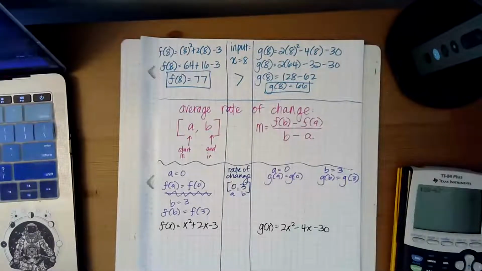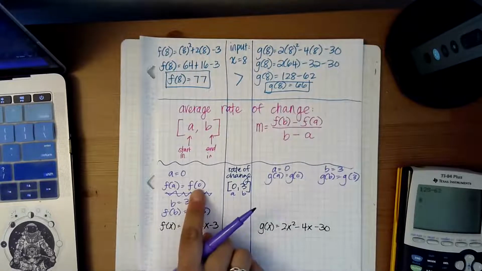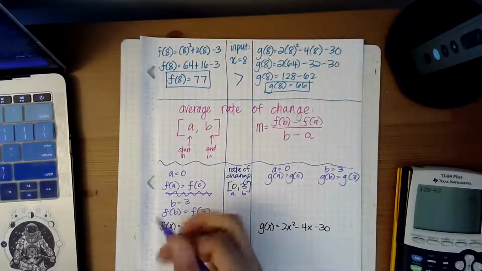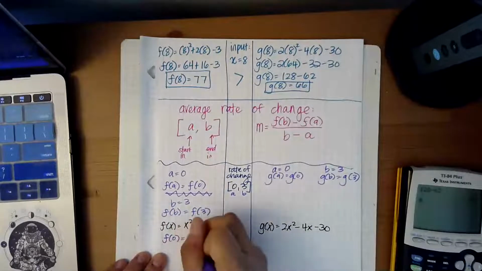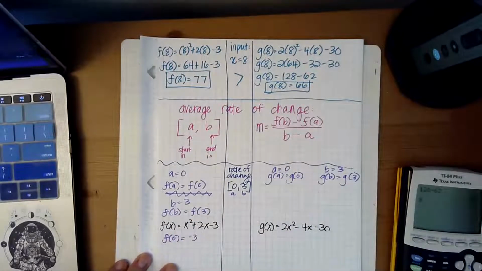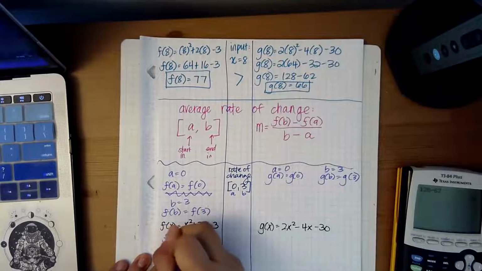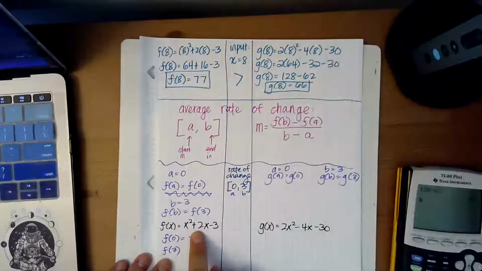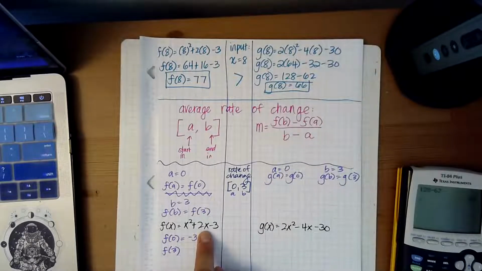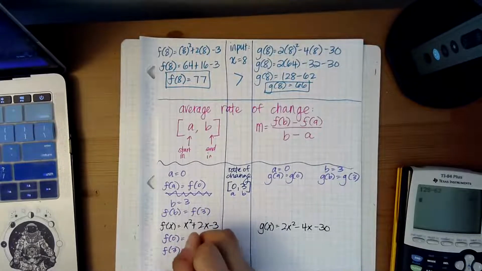First I have to find what f of 0 is. I know that f of 0 is equal to negative 3. Okay, and I have to find what f of 3 is. So f of 3: 3 squared is 9, plus 2 times 3 is 6, so 9 plus 6 is 15, minus 3 is 12. So I know that f of 3 is equal to 12.